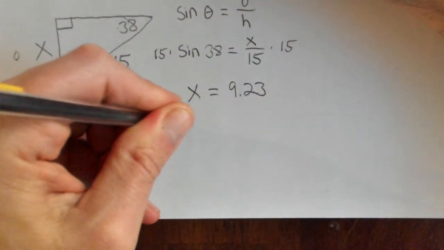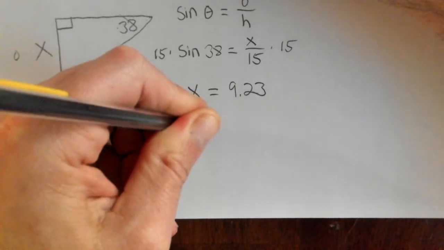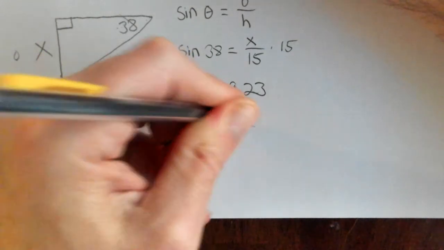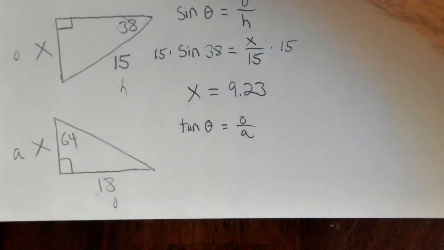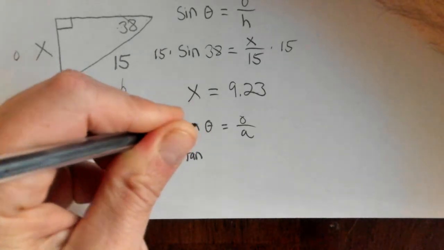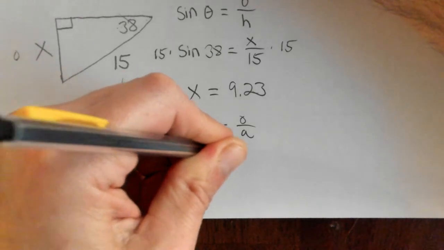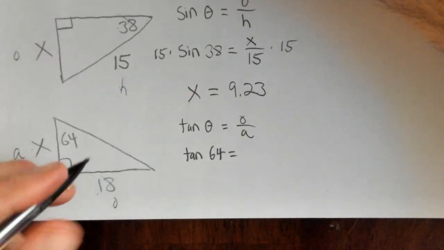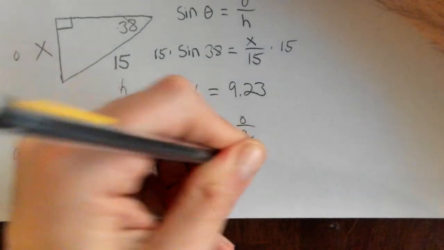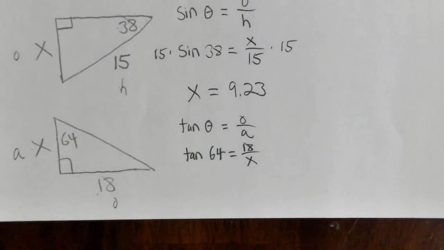So I have tangent of the angle is equal to opposite over adjacent. And now I'll go in and plug the right ones into the right place. So this will be tangent of 64. Opposite side here is 18. The adjacent side here is x. So now notice this time the x ends up in the denominator, or the bottom of the fraction.